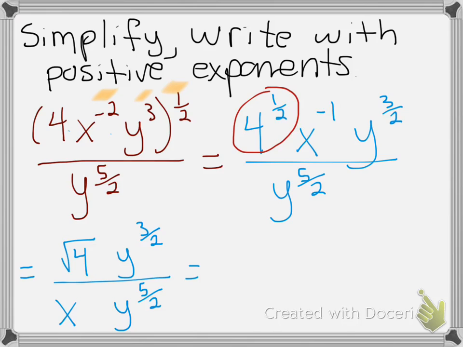And then I can simplify even more. Take care of what you know. Square root of 4 is 2. That's what we know. Next thing we know is that there's an x to the positive 1 on bottom. Dealing with those y's, though, we can look at those exponents, and we know we're going to have to subtract that. So we're going to have to do a 3/2 minus 5/2.